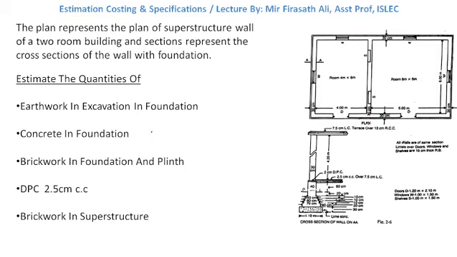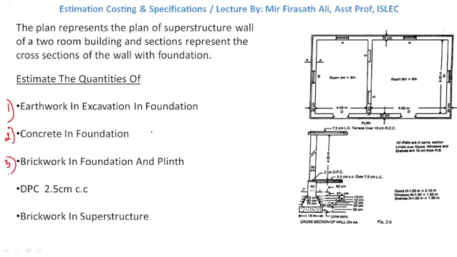The question is as follows. The plan represents the plan of a superstructure wall of a two-room building, and the section represents the cross section of the wall with foundation. Now what we need to do is estimate the quantities of earthwork in excavation in foundation. That is our first step. Our second step is to determine the quantity of concrete in the foundation.